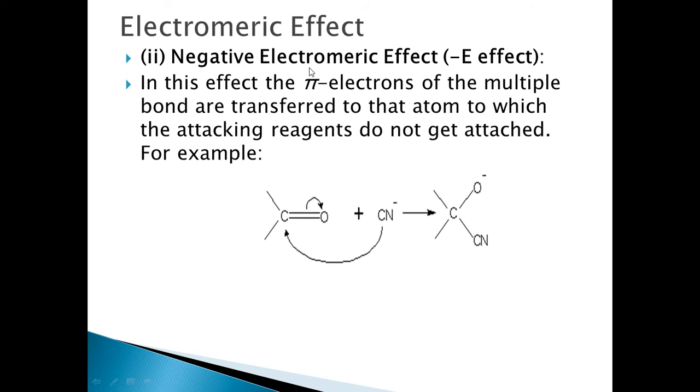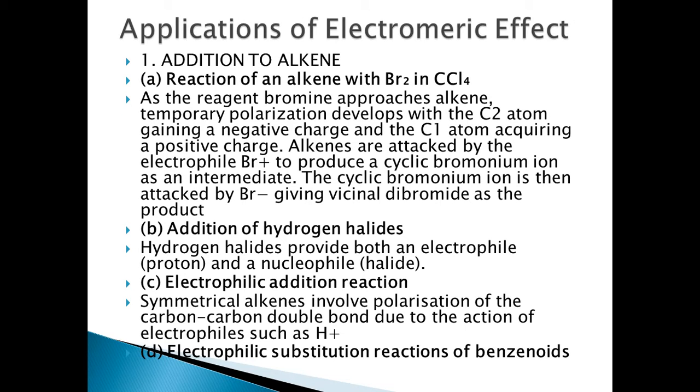And the negative electromeric effect is a situation in which the pi electron is shifted to an adjacent atom other than the one the attacking reagent is attached to. In this case, we have the negative electromeric effect.